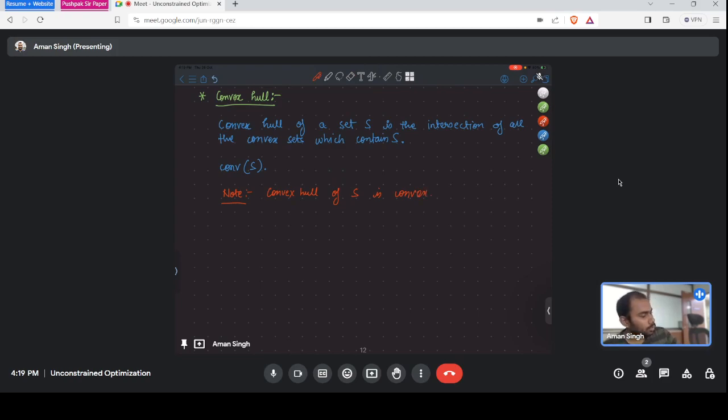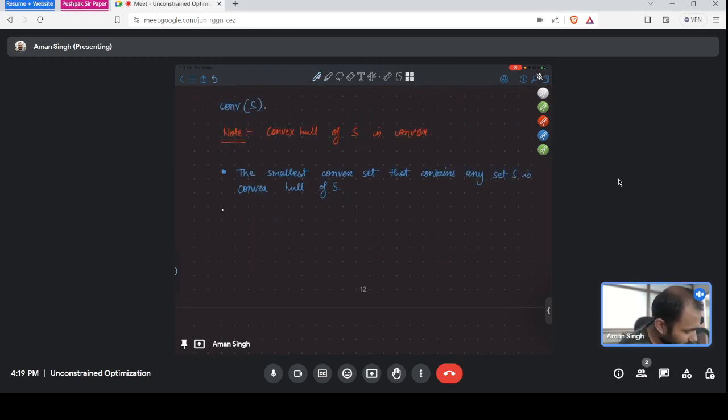Basically, the smallest convex set that contains any set S is the convex hull of S. So if you have a set S and we find the smallest possible convex set which contains S completely, then it's a convex hull. We'll look at some examples, after which I think it will be very clear what the convex hull of a set S is.